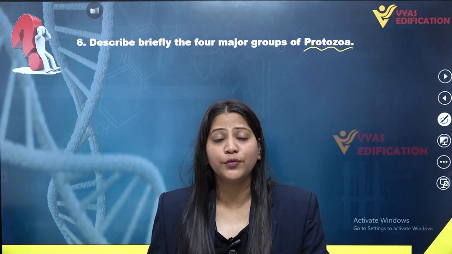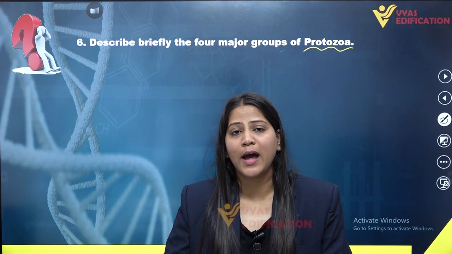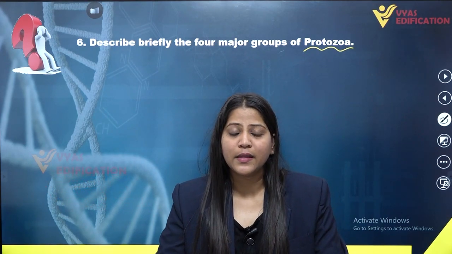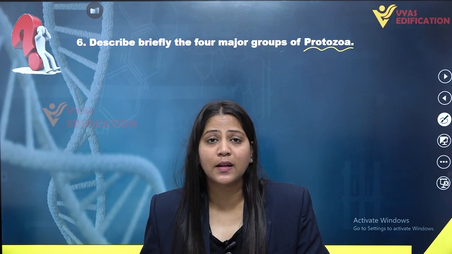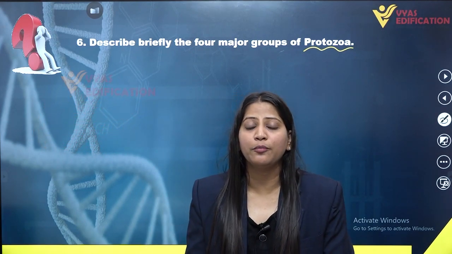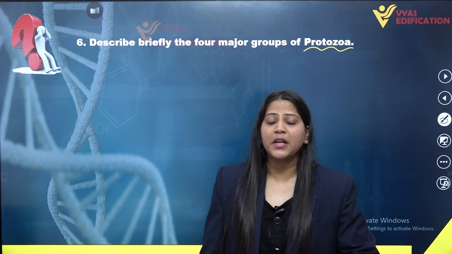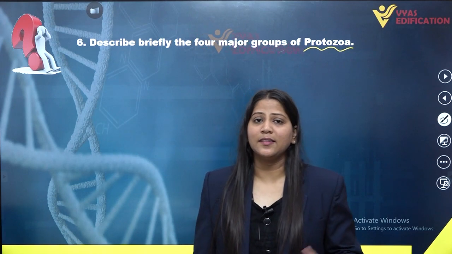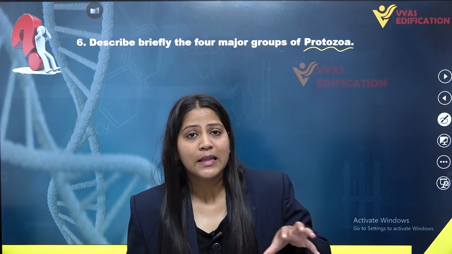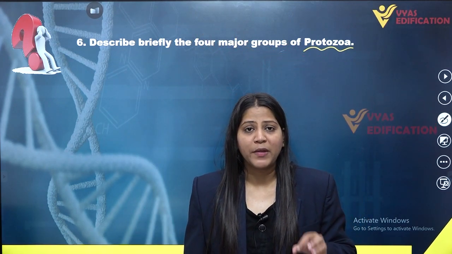basically divided into 4 major groups such as amoeboids, known as sarcodines. Then we have flagellated protozoans, known as flagellates. Third we have ciliated protozoans, known as ciliates, and the last, 4th category or group of protozoa we have is sporozoans. So if we talk about the very first category, that is amoeboids or sarcodines, this group of protozoa includes amoeba and entamoeba.